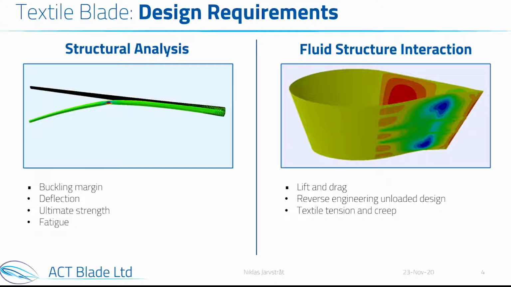The second area we look at is fluid structure interaction, or FSI. As our blade has a textile outer surface, it is very flexible and deforms due to the aerodynamic forces acting on it, as well as the global bending of the blade. This behavior is extremely complex and difficult to model and affects the aerodynamics. With our fluid structure interaction solution encompassing Abaqus, we're not only able to predict the aerodynamic output from the blade in terms of lift and drag, but also reverse engineer the design shape so that we can optimize operational performance.